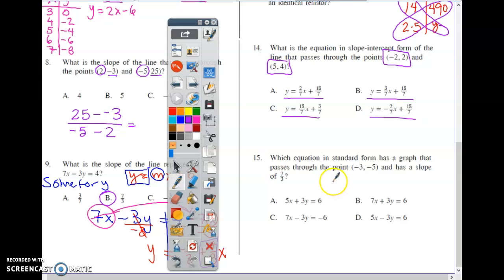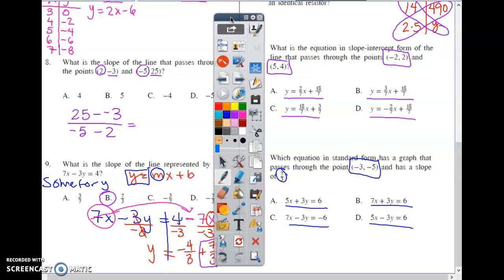Same thing for this one. You're going to type this point, see which one of these goes through that point. It's only one. And the slope of 7/3, you don't really have to worry about it unless you have two answers that go through that point. And then you would have to solve it like we solved number 9, where you move the x over and then divide by the y.